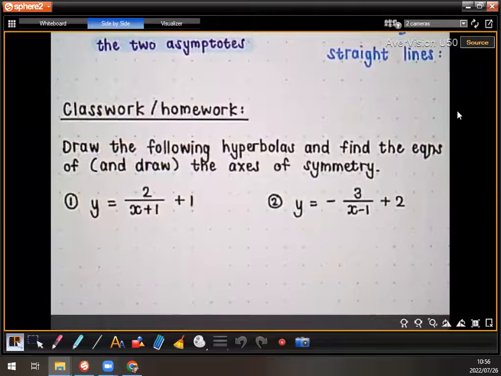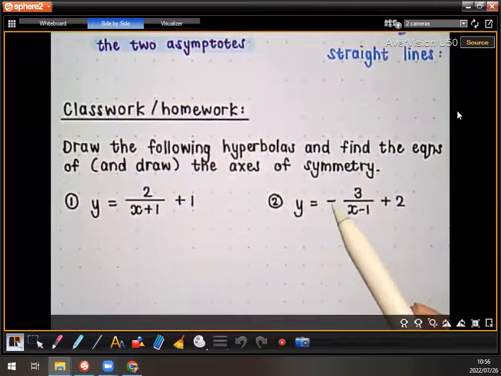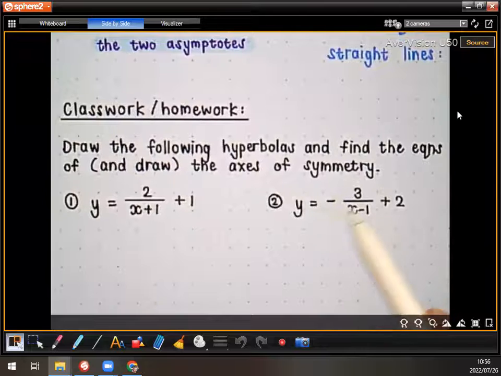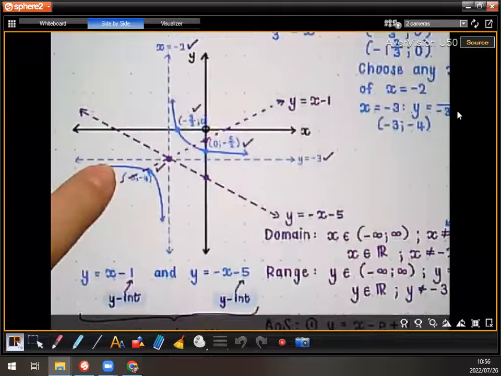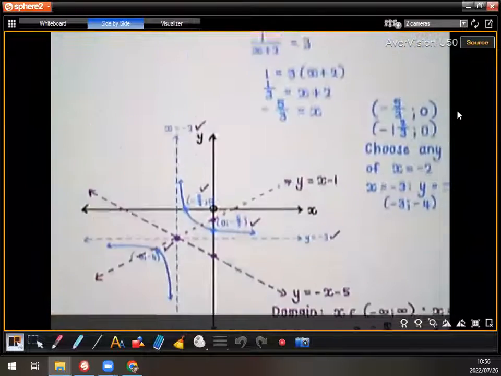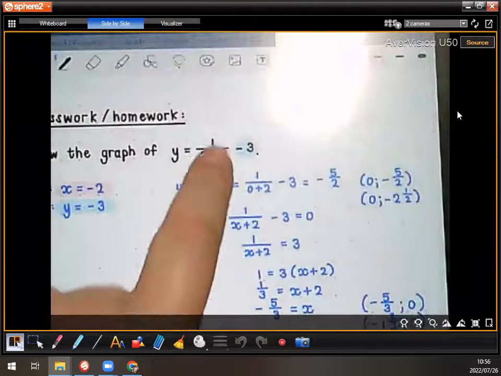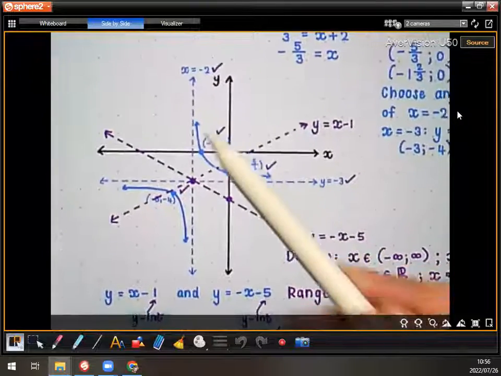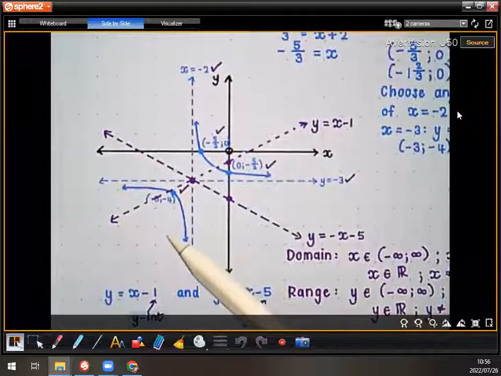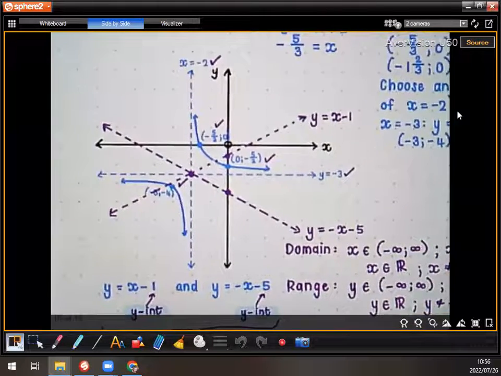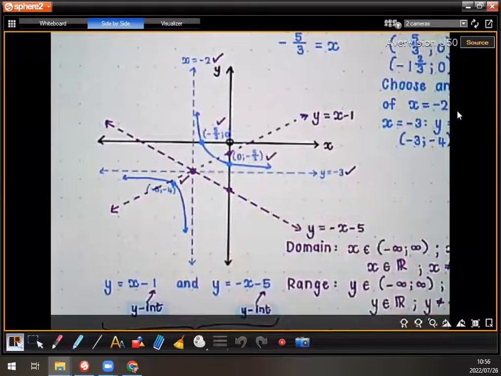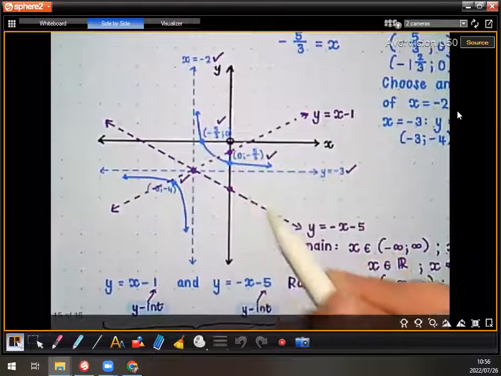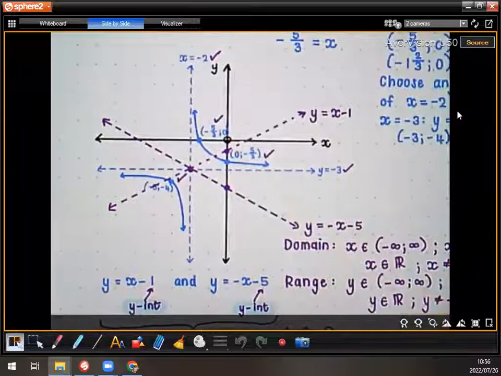Now, guys, for the second one, just note that there is a minus in front of this fraction. All that does, if I go back up to the graph here quickly, is this one had a positive 1, so the A value was positive 1, and the graph was in the top right block and the bottom left block. When your fraction is negative, you do the exact same calculations, but when you plot your points, it's going to be in this section and that. So it's just in different blocks.